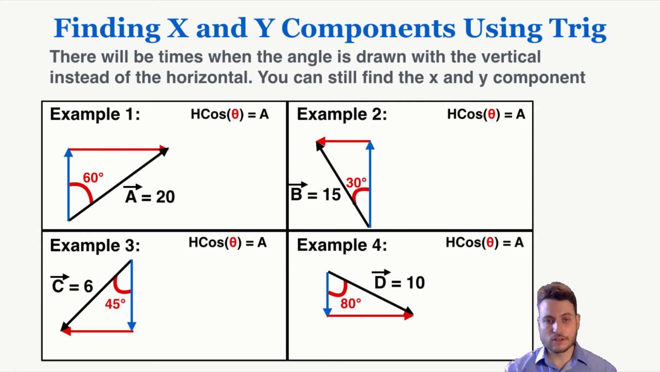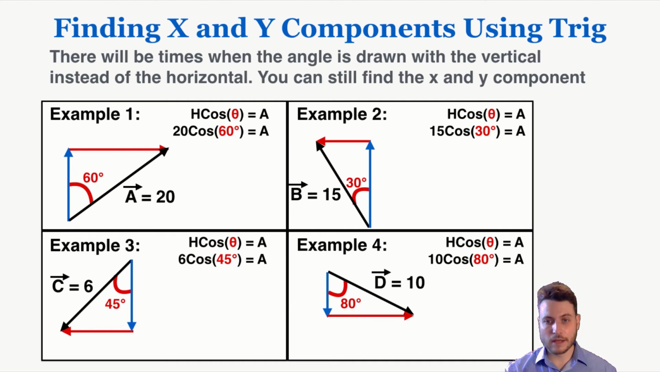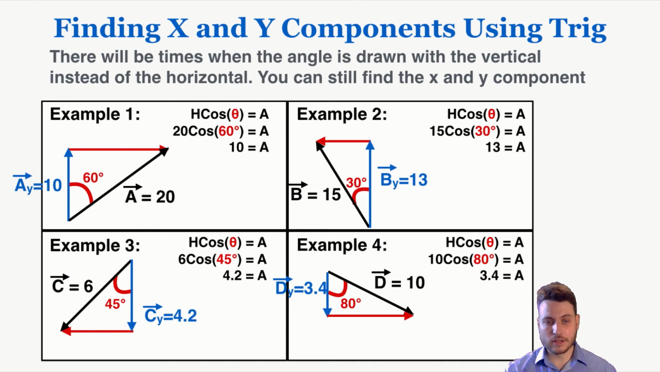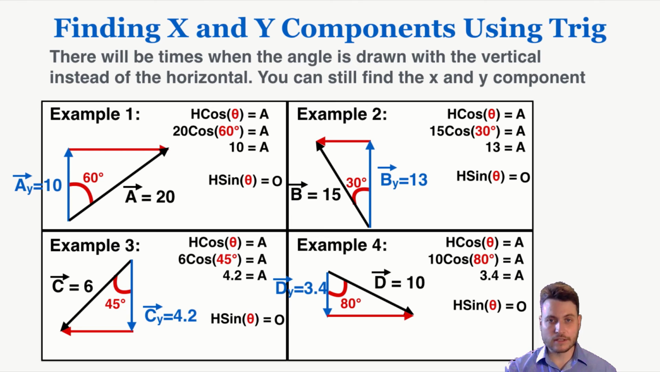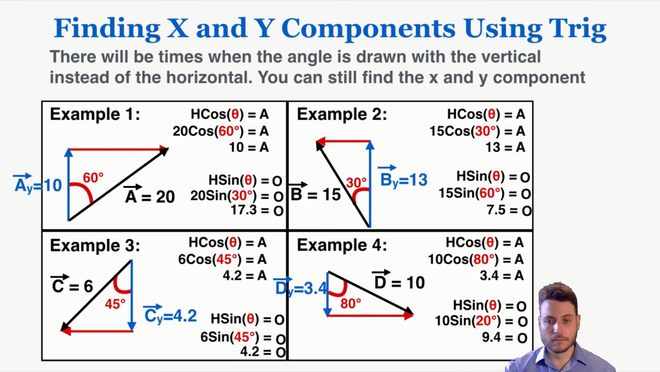So here I can see that the adjacent sides are actually going to be the y components. So plugging in what I have here allows me to solve for the y components of each vector. And plugging in what I have for the opposite side, which I can see here is the x component, allows me to solve for the x components like this. And that's how you solve for the x and y components of vectors using the angle of the vector.